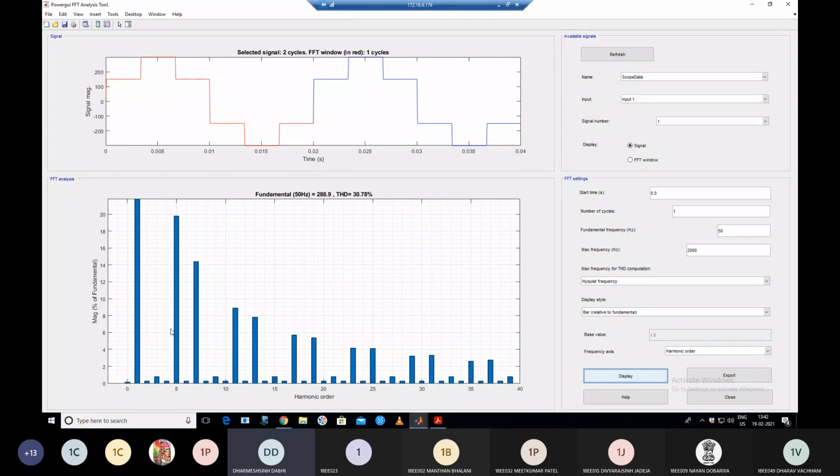Then you can see the sixth one is 0. All the even order harmonics are 0. You can see that. Then seventh. Okay. You can see that you do not get the third order harmonics. It is almost 0. Why is it 0? We have already proved this in the Fourier analysis equation of 180-degree mode.